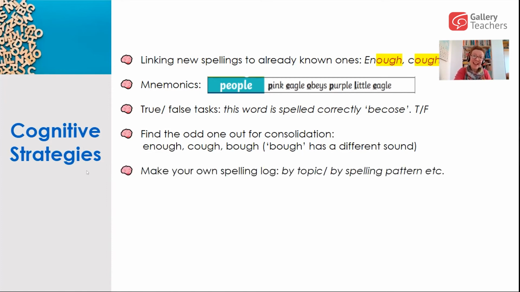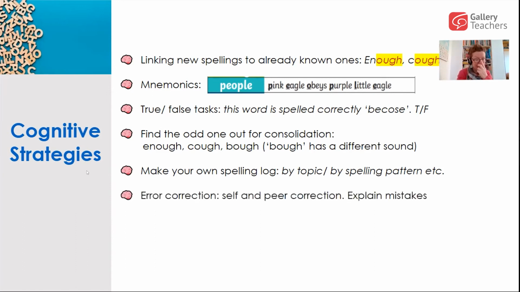Next one, so again, the idea of getting students to make their own spelling log. It doesn't have to be in a book. It could even be on a Google Doc. And it could be like a kind of classroom document that one student updates every week and then it moves on to somebody else, to share the load. Why not? And the last one, I think it's one of the main ones when it comes to cognitive strategies. It's really the idea of definitely self, but also peer correction.